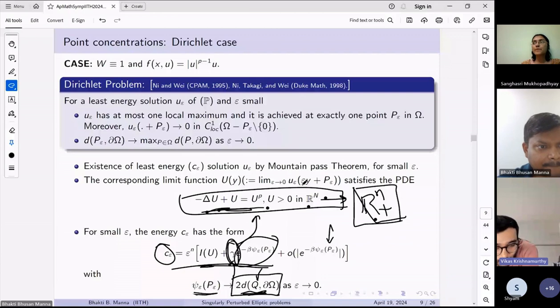I didn't quite understand. What is this psi? This one has a functional relationship. This is the psi function of P epsilon, the point where it is concentrated. And we can also figure out what happens to this when epsilon goes to 0, and this is very important. Okay, I see. And that's why you can say that it has to be the farthest from the boundary.